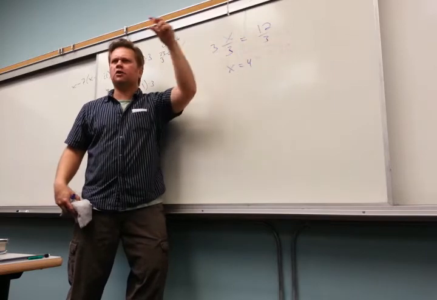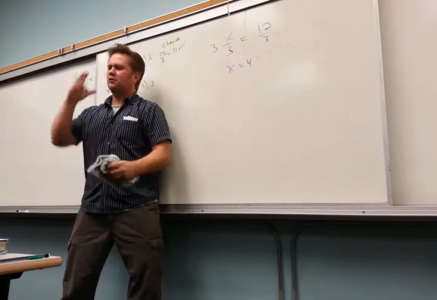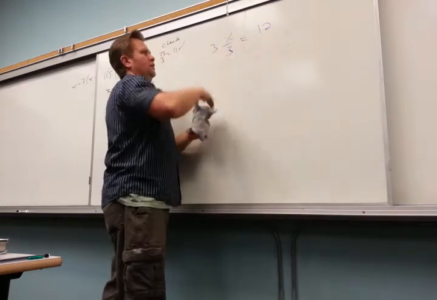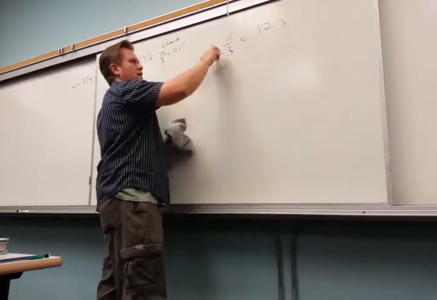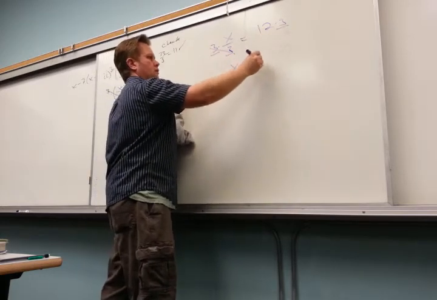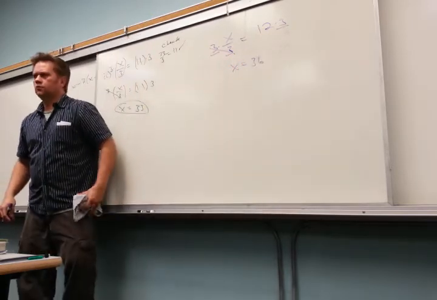Your brain just says, oh, 3 goes in there, let's do it. And you say, no, brain. Don't be stupid, brain. Multiply, because I multiplied that side, I better do the same thing to this side. So the 3's cancel, and I get 36.